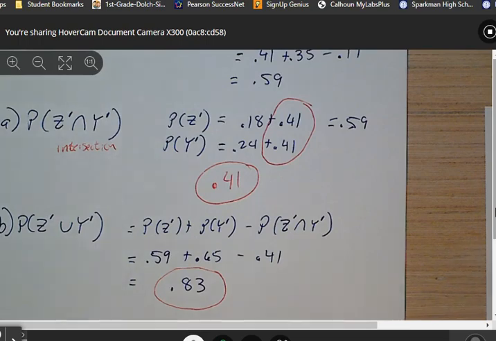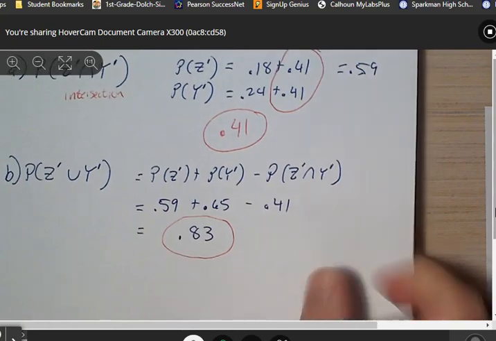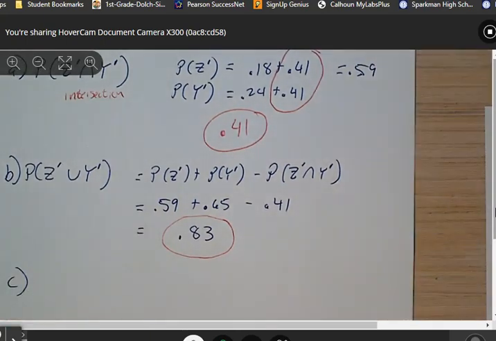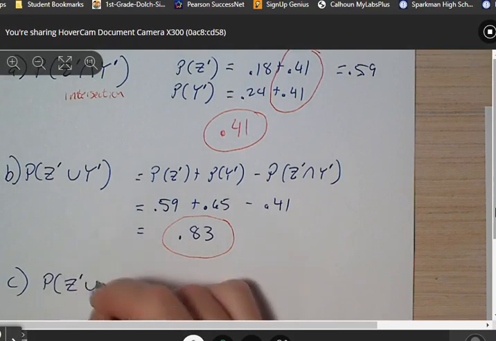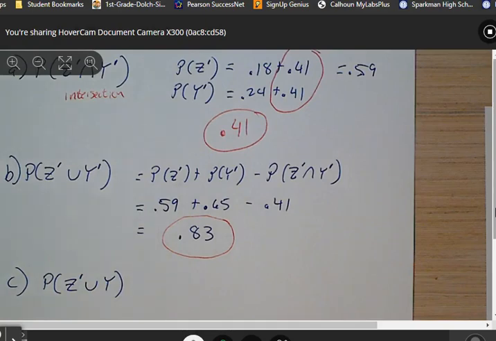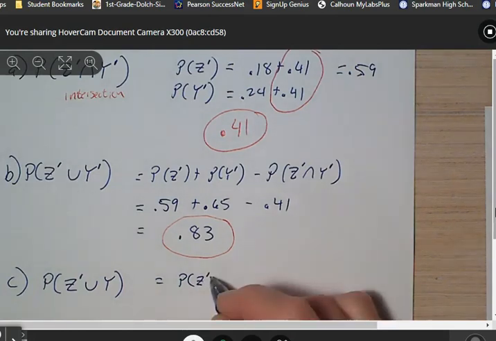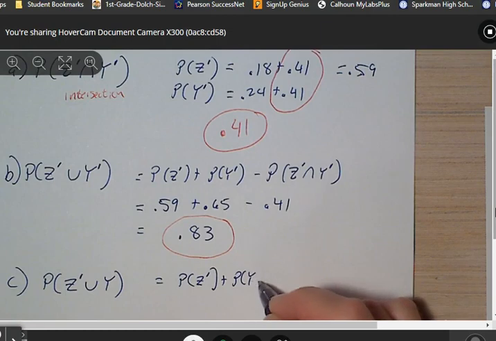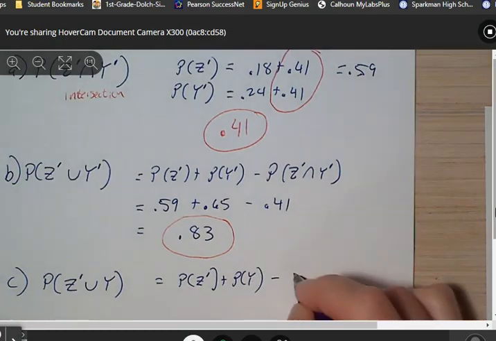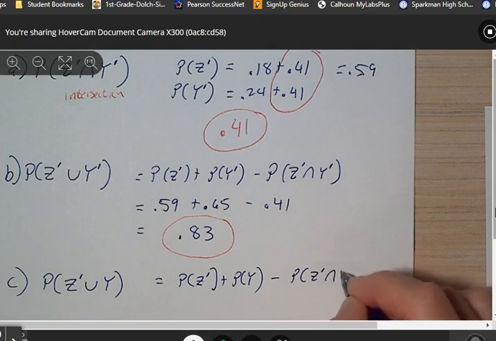Okay, and then they'll just give you different random parts to find on these. There's no rhyme or reason for any ones that they do. They just throw out different things. This one may be the probability of Z prime union with Y. And anytime they give you one that's a union like this one, you don't have to visually go through this one. You've got the formula that it's the probability of Z prime plus the probability of Y, minus the intersection of Z prime and Y.